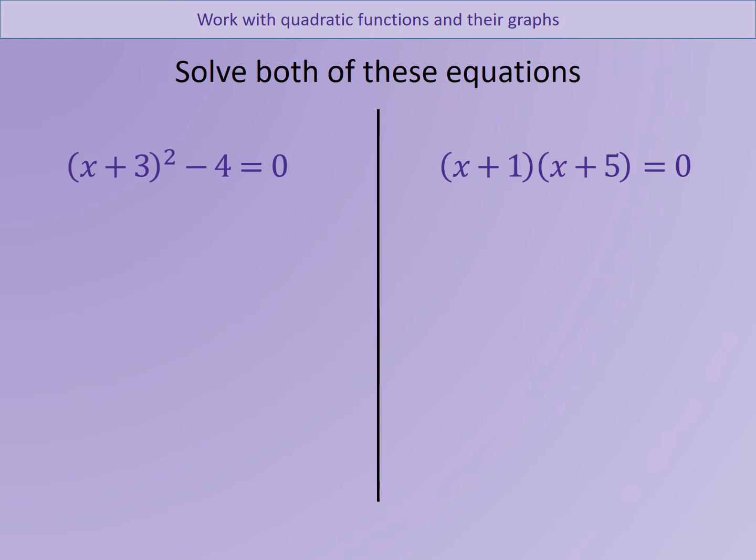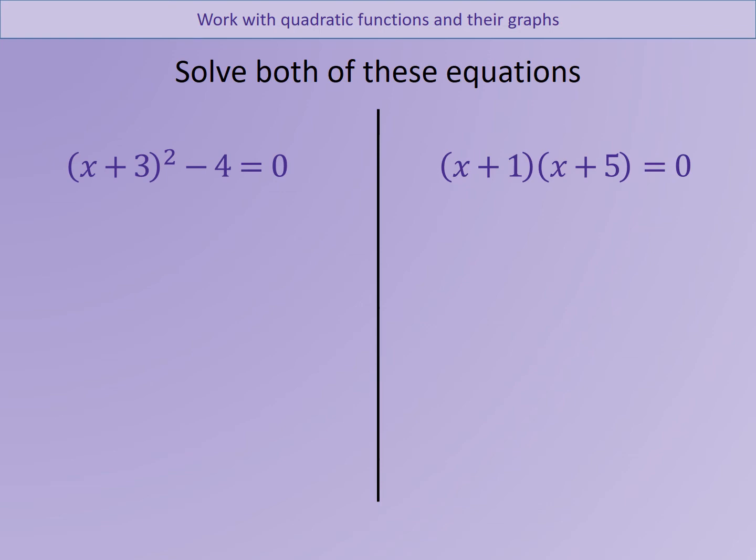Okay, good. So the purpose of this slide is to show you that actually these two equations are exactly the same as each other. The first equation is in what we call completed square form, and the right-hand side is the factorized version that we saw on the previous slide.